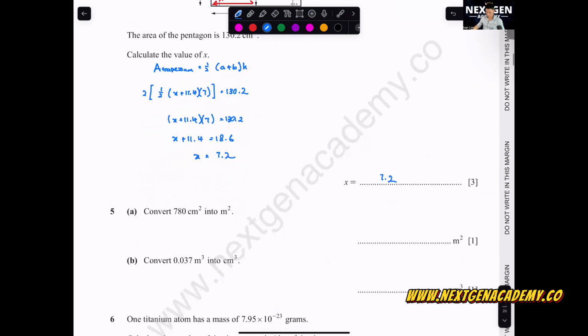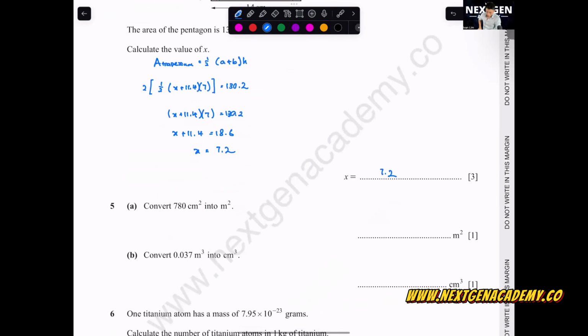Okay, next one. Question 5a. Convert 780 cm squared into meter squared and convert 0.037 meter cubed into cm cubed. Okay, when we see any sort of unit conversion for length, area, volume, I want you all to always write this down first: km, meter, cm, mm. When it's going down, we call it the 3-2-1 conversion: 30, 20, 10. When it's going up, we divide by 30, 20, then 10.